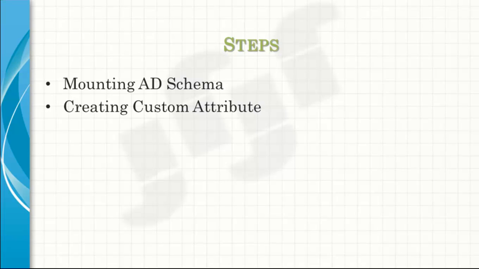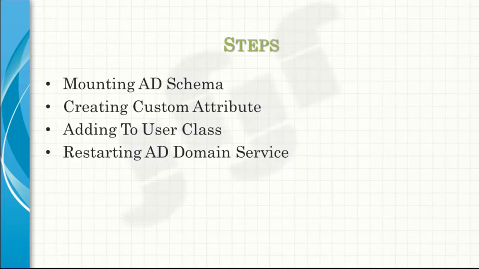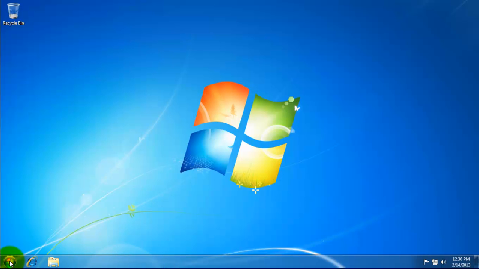Let's have a glance at the steps. Mounting Active Directory Schema. Creating custom attribute. Adding custom attribute to user class. Restarting Active Directory domain service. Confirming changes. First, I mount Active Directory Schema.